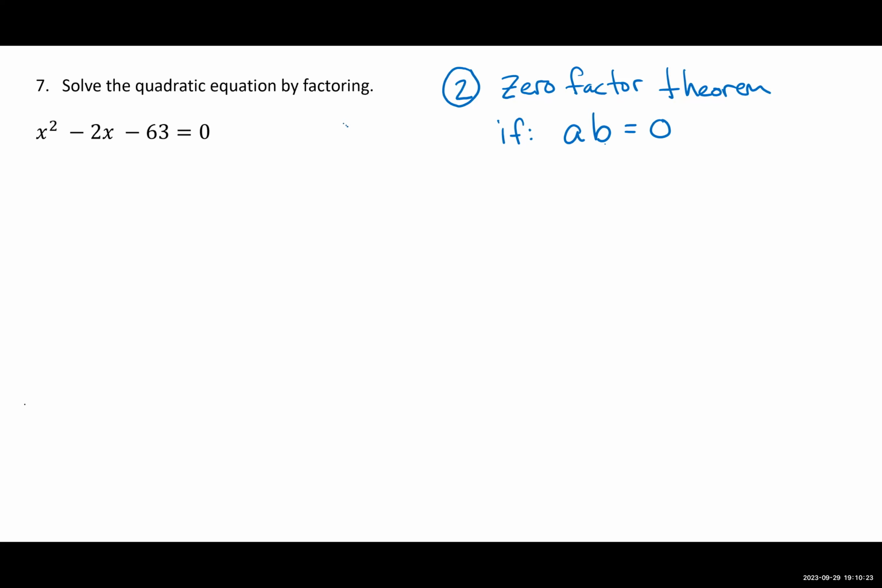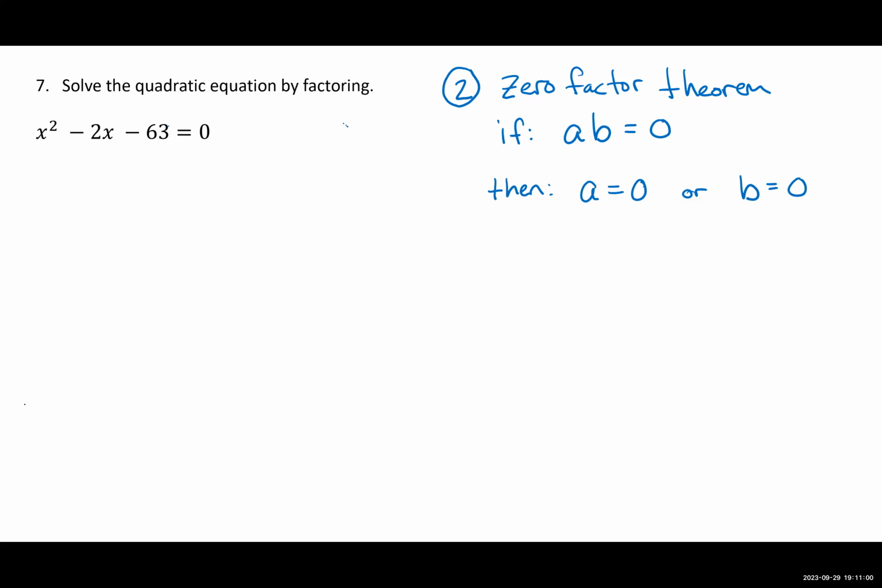They could be anything. But if something times something is equal to 0, then it must be true that either the a is equal to 0 or the b is equal to 0, meaning you can't multiply two things and get 0 unless one of them is 0. You can't multiply two things together and get 0 unless one of them is 0. So let's see how that applies here.